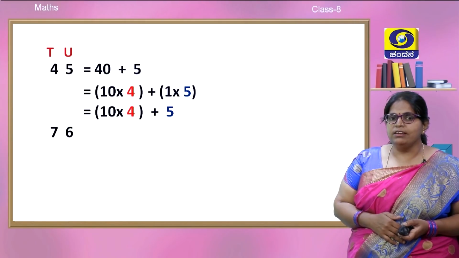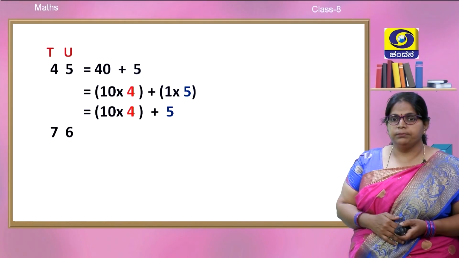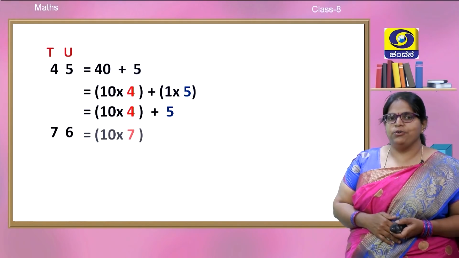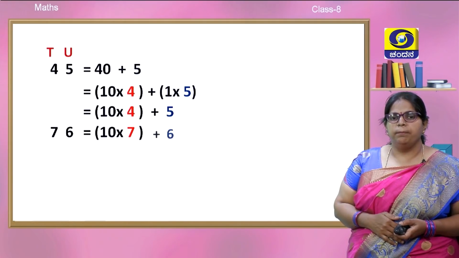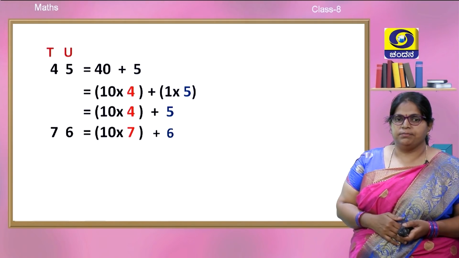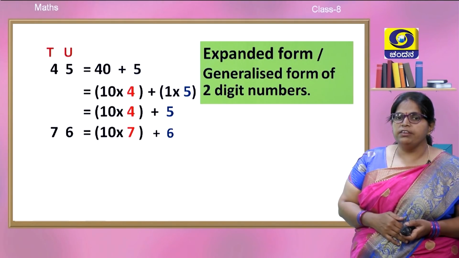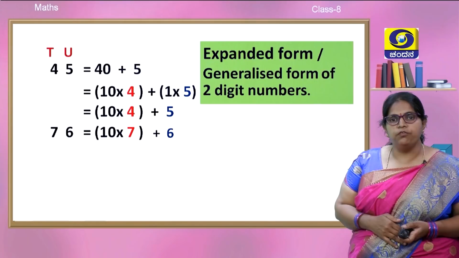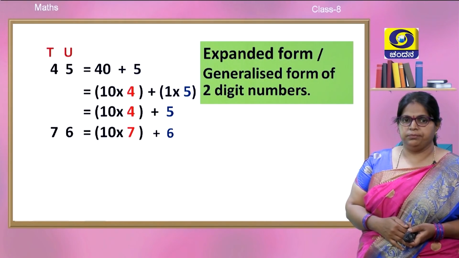Now, take another number 76. Expand it. Yes, you are right. It can be written as 10 into 7 plus 6. This way of splitting the number and writing is called expanded form or generalized form of 2-digit numbers.